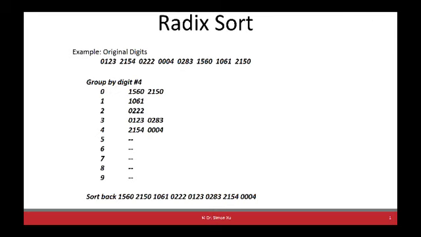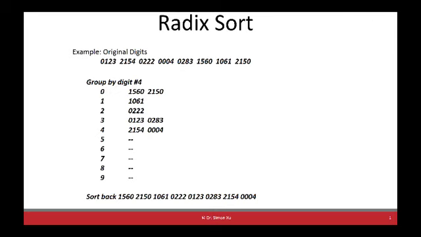Arrange the data according to the rightmost letter or value, and then combine the groups into one. Arrange them again according to the next least significant value. Repeat until we reach the most significant value.